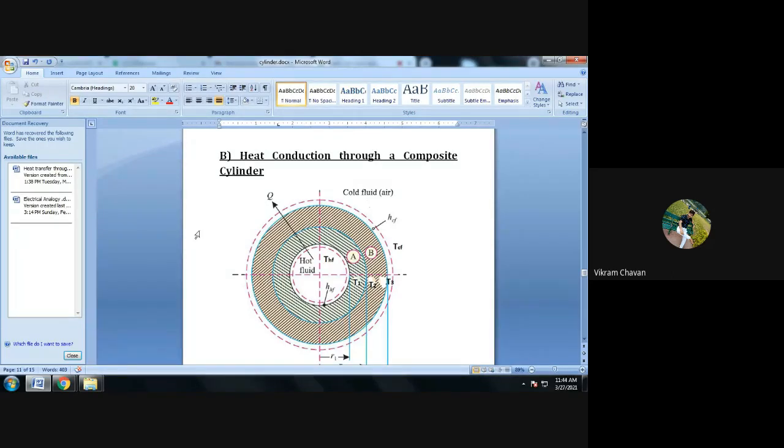Here in this particular diagram, this inner cylinder is A cylinder, and this is B cylinder. Now the external radius of A cylinder is the internal radius of B cylinder.